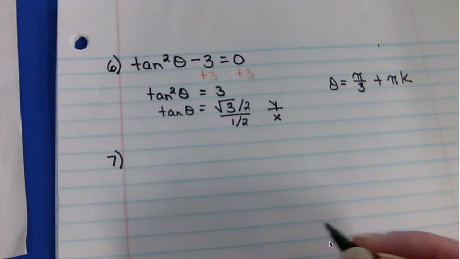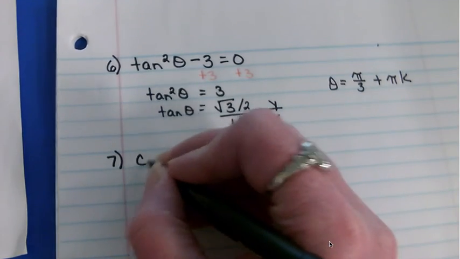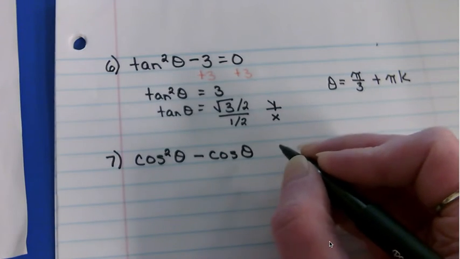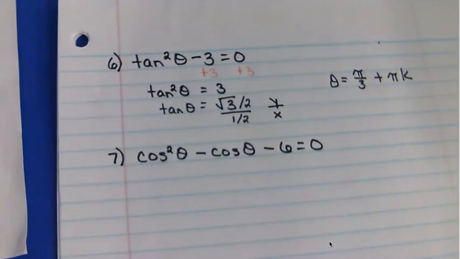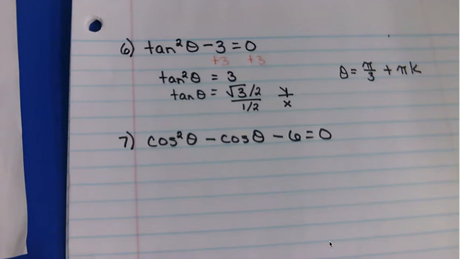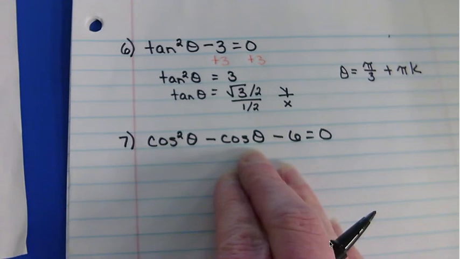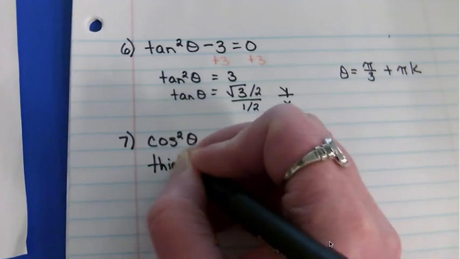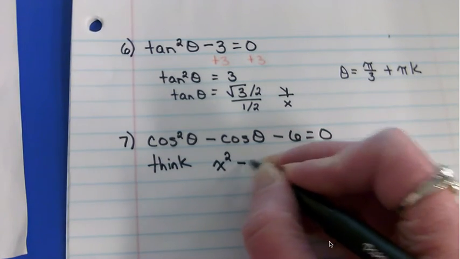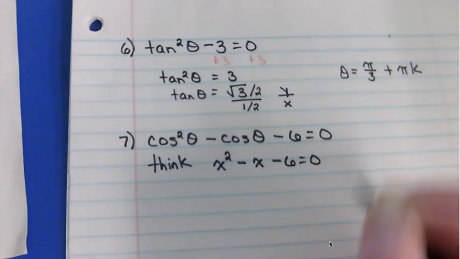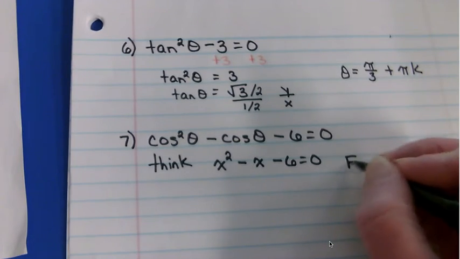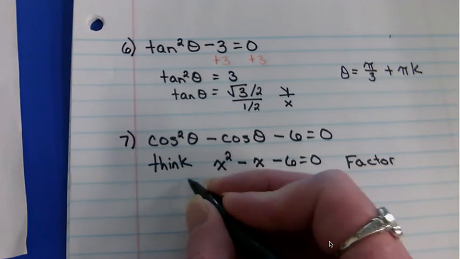All right. Now the hardest ones. Oh no, you're like, what in the world? We got a cosine squared and a cosine and a number by itself. Something squared minus something minus 6. This should make you think x squared minus x minus 6. Something squared minus something minus 6. This factors. What would it factor into?